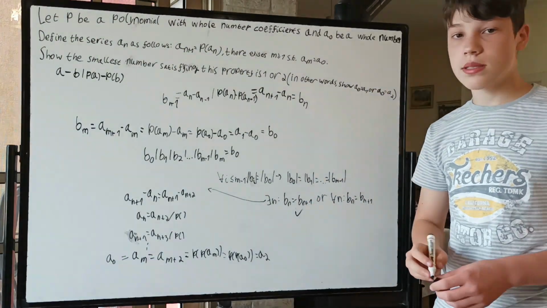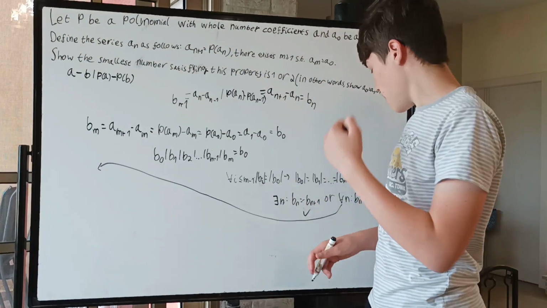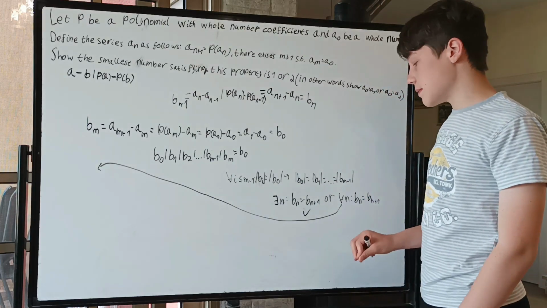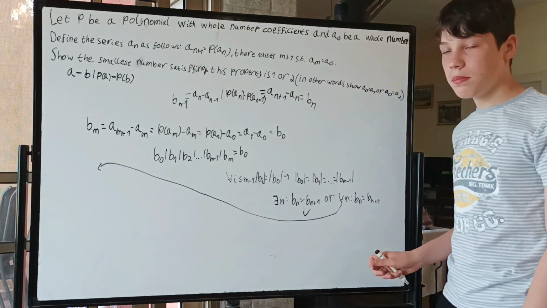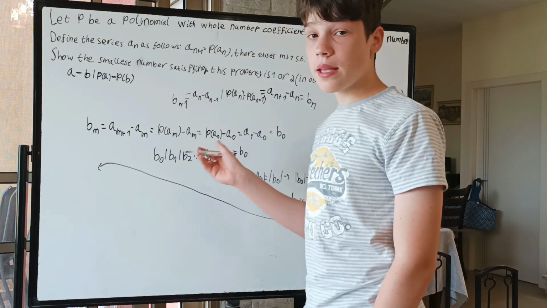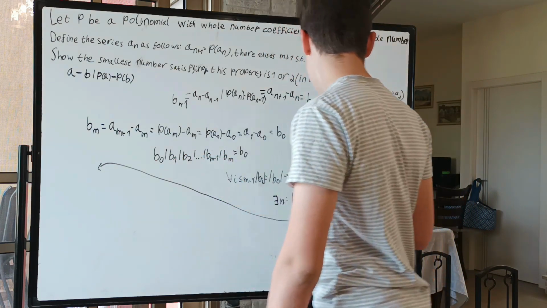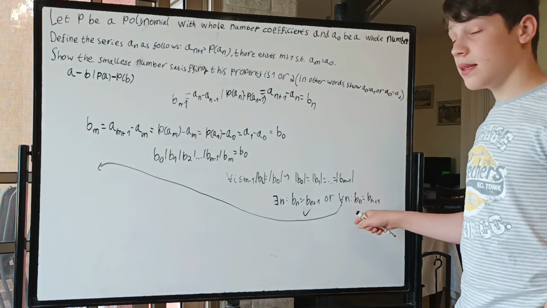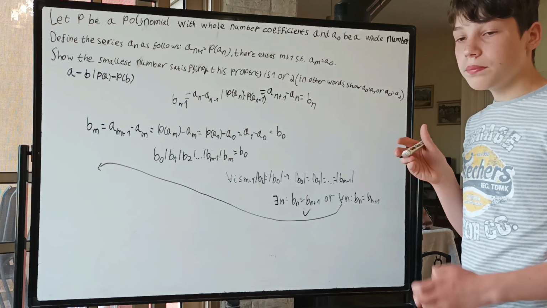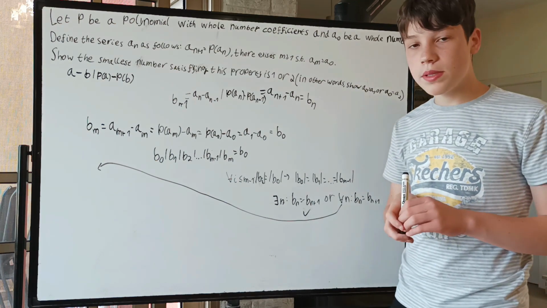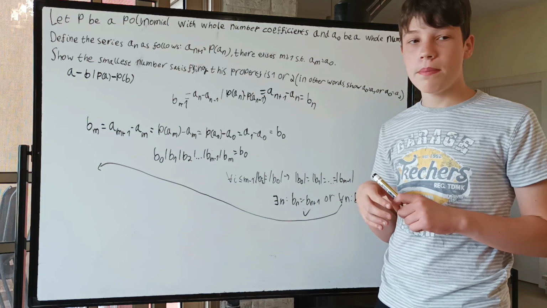Now let's deal with this case. For all n, bn is equal to bn plus 1. So basically, this means b0 is equal to b1, b1 is equal to b2, b2 is equal to b3, all the way on to bm minus 1.